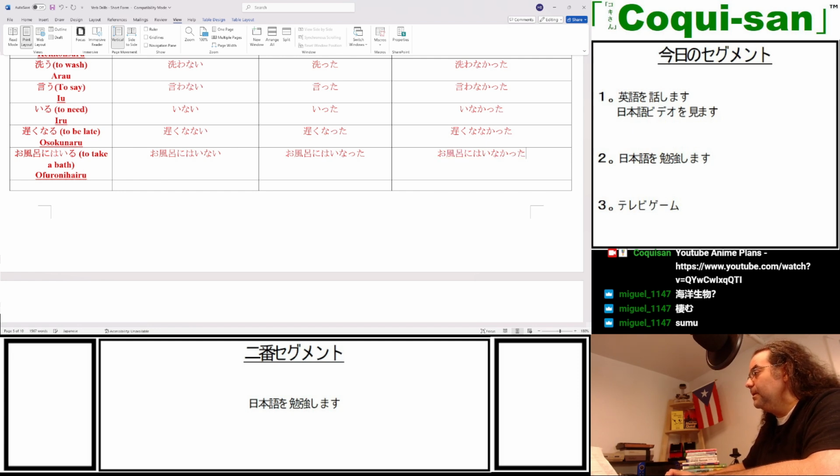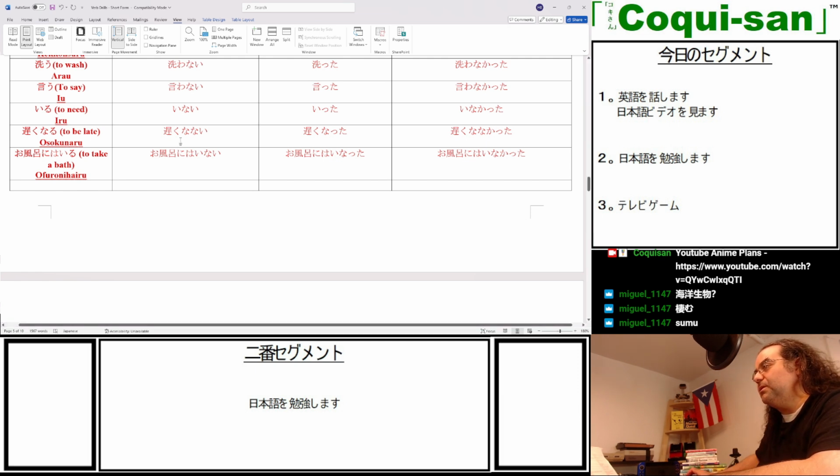Okay. Okay, here we go. Alright. This was tough. The last two were tough. Osoku naru and ofuro ni hairu. These two were tough. Hopefully I have them correct. Let me know in the comments below.